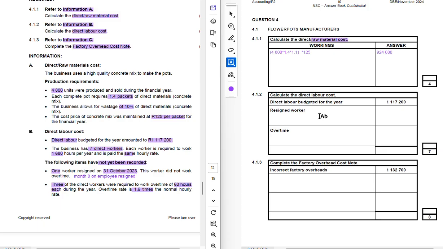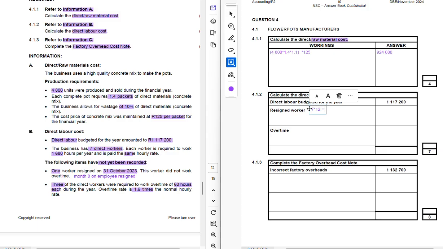First we need to understand how we are going to work on this. We've already been given the information about the budget for the year, which is 1,117,200. And we have a total of 7 direct workers. Each direct worker was expected to work a total of 12 months per year. However, one worker only worked for 8 months. So how are you going to work on this? You're going to say we had 7 workers multiplied by 12, which is what was expected in terms of the months for them to work.